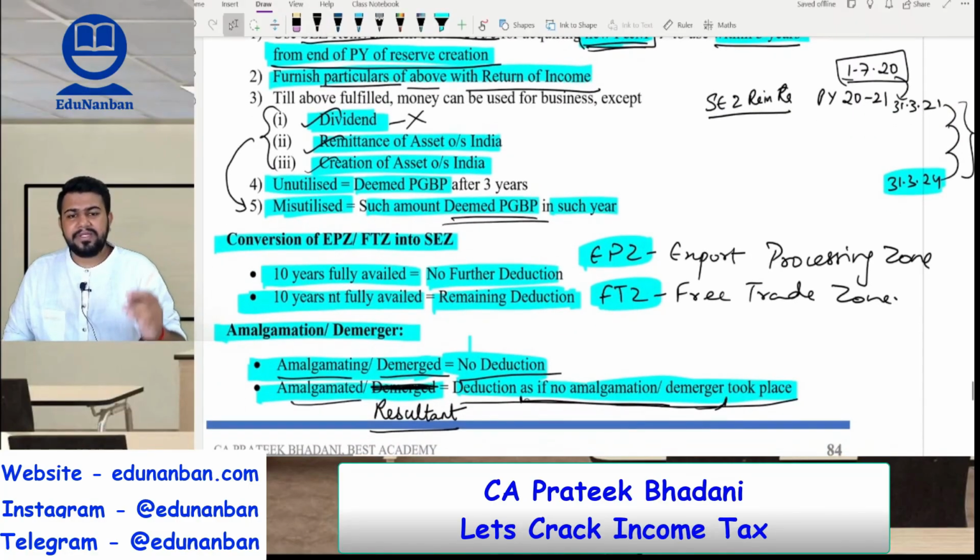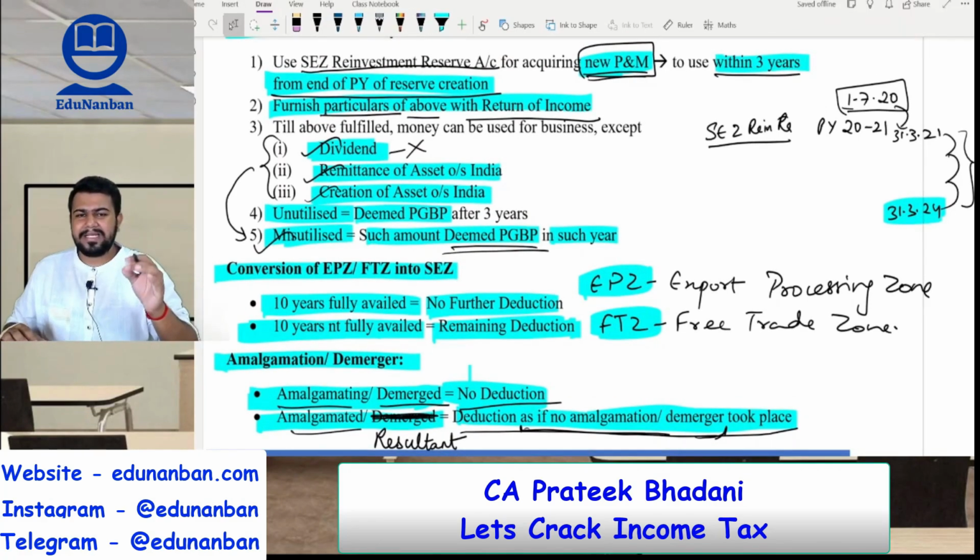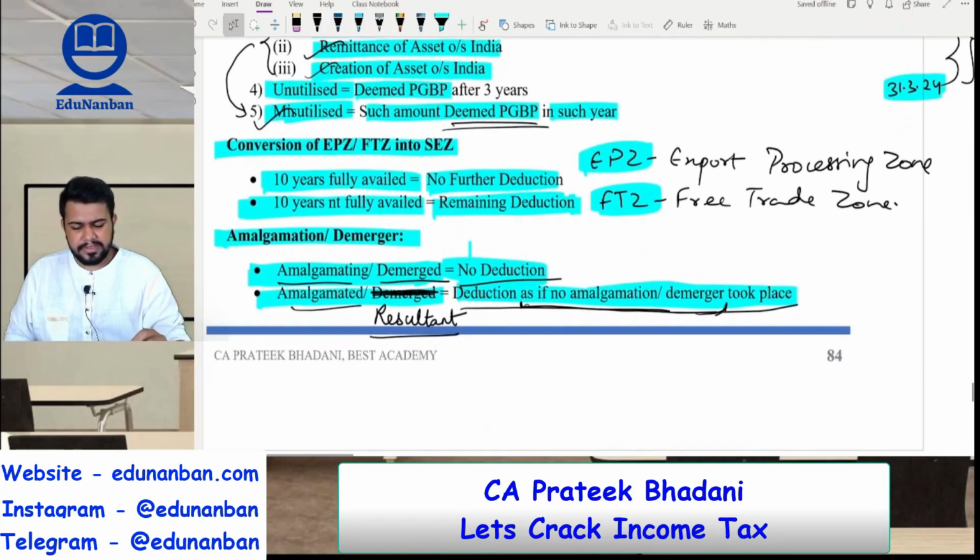Okay, if the amount is misutilized, means if it is used for one of the three purposes, then such amount will be deemed as PGBP in the year of misutilization. And if within 3 years the assessee is not able to purchase any plant and machinery, then after 3 years that amount will become deemed PGBP, that is profit and gains of business or profession.